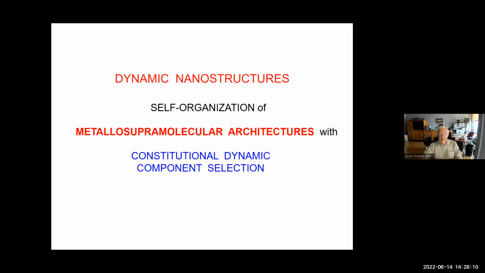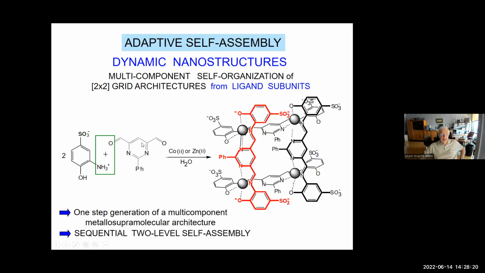Now, can one also make nanostructures which are dynamic? Let me just illustrate that by one example. If you take this hydroxylamine, this hydroxyaminophenol, if you want, you can call it as you wish, with a water solubilizing group, an SO3-, and mix it with this pyrimidine, which has 2 aldehydes, then they can react and generate an imine between this NH2 and this carbonyl.